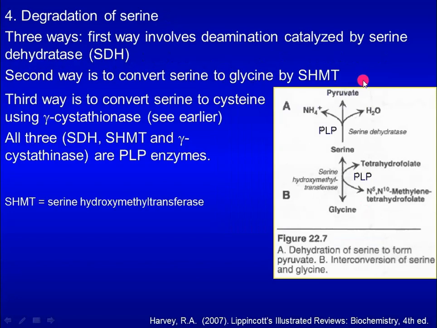There are 3 ways to degrade serine. The first way is through deamination catalyzed by serine dehydratase. The second way is to convert serine to glycine by serine hydroxymethyltransferase, as described earlier. The third way is to convert serine to cysteine using gamma-cystathionase. All three enzymes require PLP as a coenzyme.